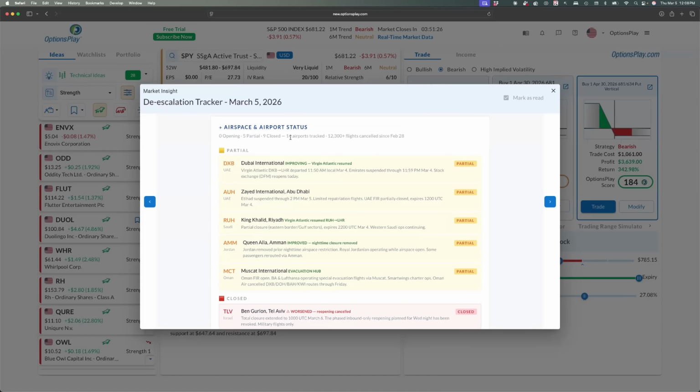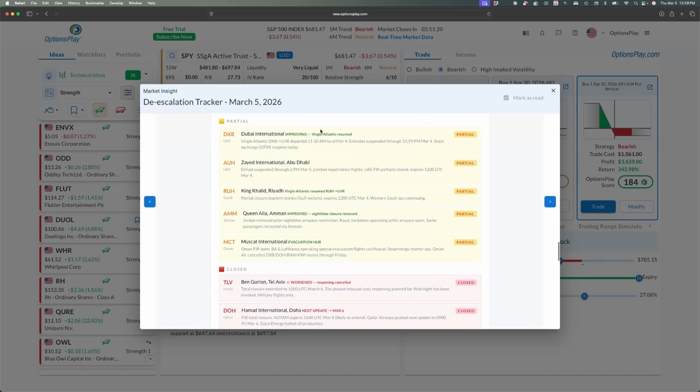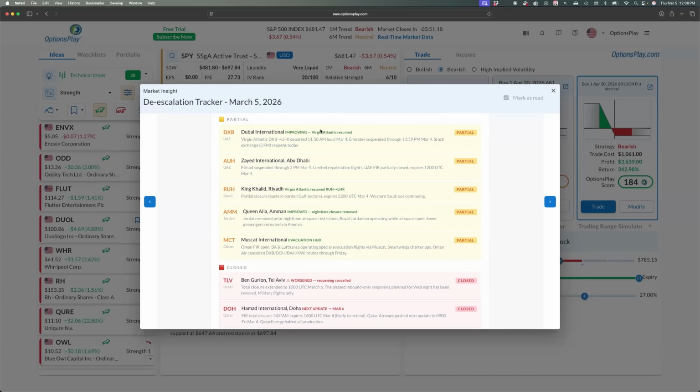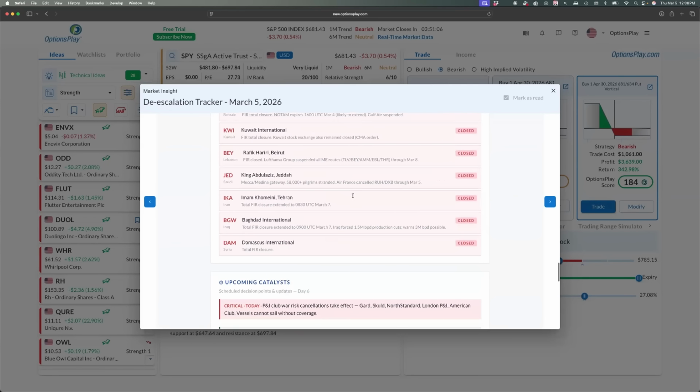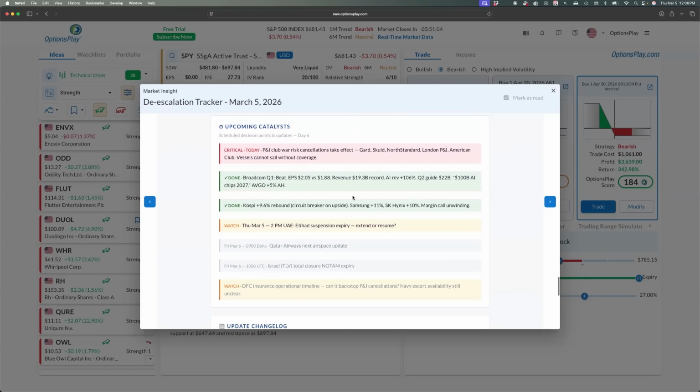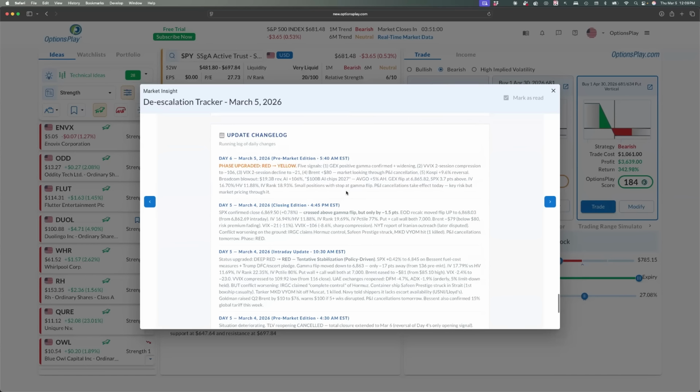And then one of the things that we're looking at is really airspace status. Some of the busiest airports in the world are in the Middle East, and how they are navigating the reopening of that is usually a good sign of whether tensions over there are continuing to escalate or potentially stabilizing or improving. So those are the things that we're looking at.